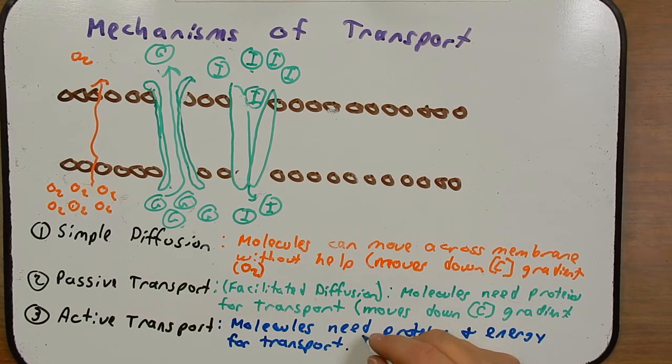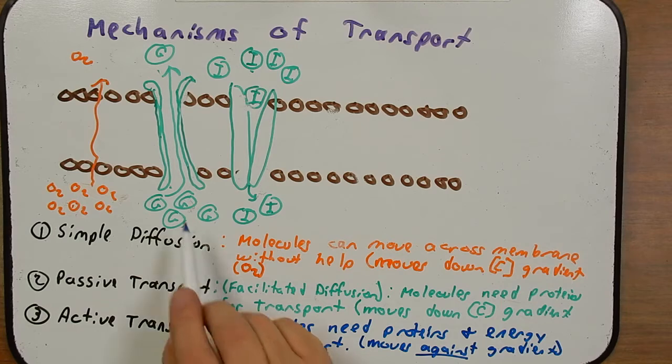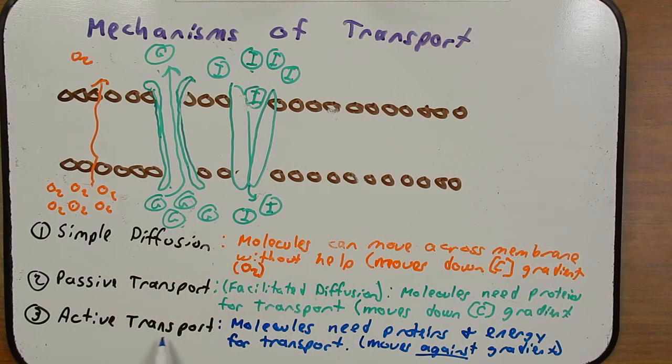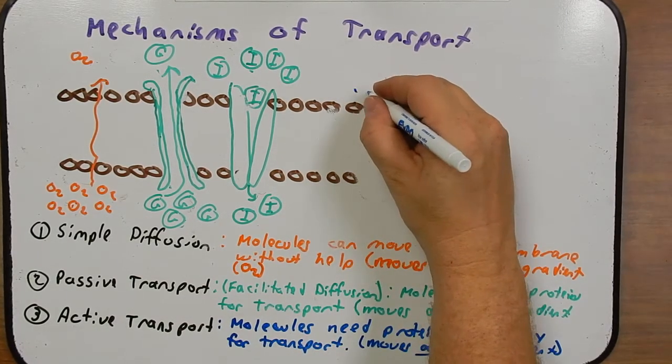We say that this moves against the gradient. You could also say it moves up the gradient, but we usually say it moves against the gradient. It will also require a transporter. Channels won't work so well with active transport, so they require these transport proteins. And so let me draw a transport protein.